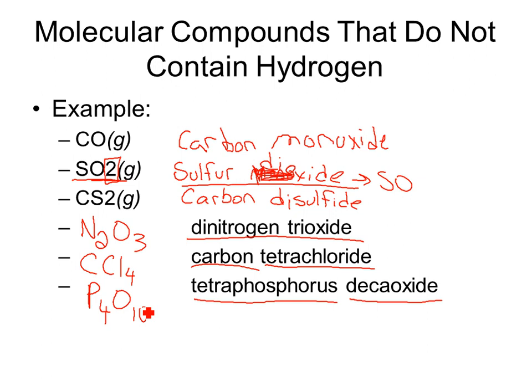So again, those are the rules for naming molecular compounds. A few little differences from the ionic compounds and when we're dealing with polyatomic, but now you have all the rules of naming ionic compounds, polyatomic ions, and molecular compounds.